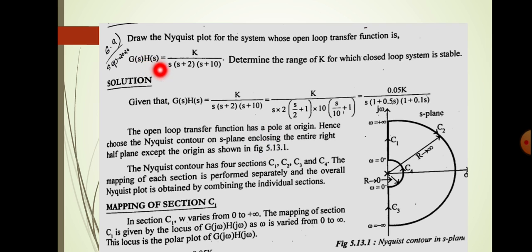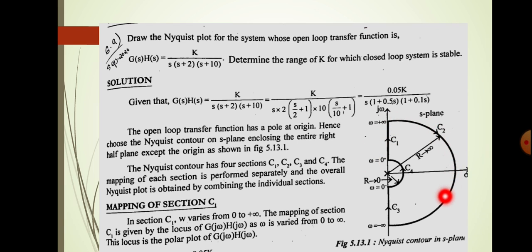Actually this represents the open loop transfer function, and the closed loop transfer function is G(s) divided by 1 plus G(s)H(s). So here G(s)H(s) is the open loop transfer function or loop gain, and that has poles located in the left half of the s plane. But when we consider the right half of the s plane, there may be poles or zeros. So we will take the Nyquist contour which encloses all the right half s plane poles and zeros.